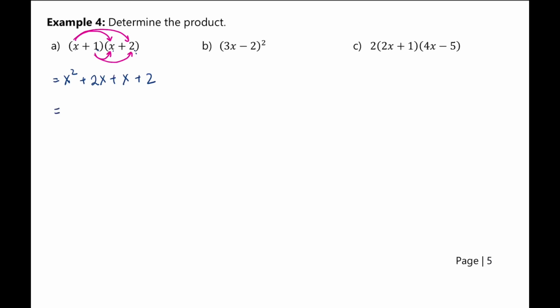Let's simplify a little further. Collect the like terms. x squared doesn't have any like terms, so I'm just going to leave it. I see x and x here, so I can add the coefficients. So we have 3x and left over 2 here. Part B, 3x minus 2 all squared.